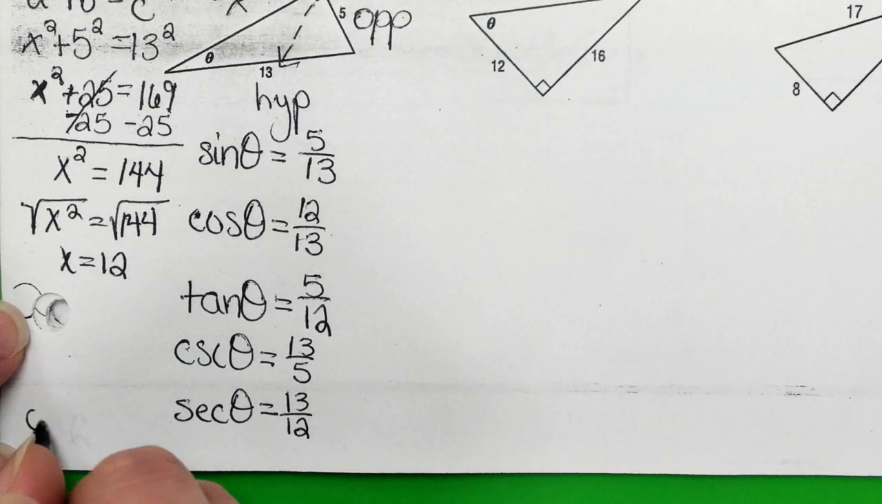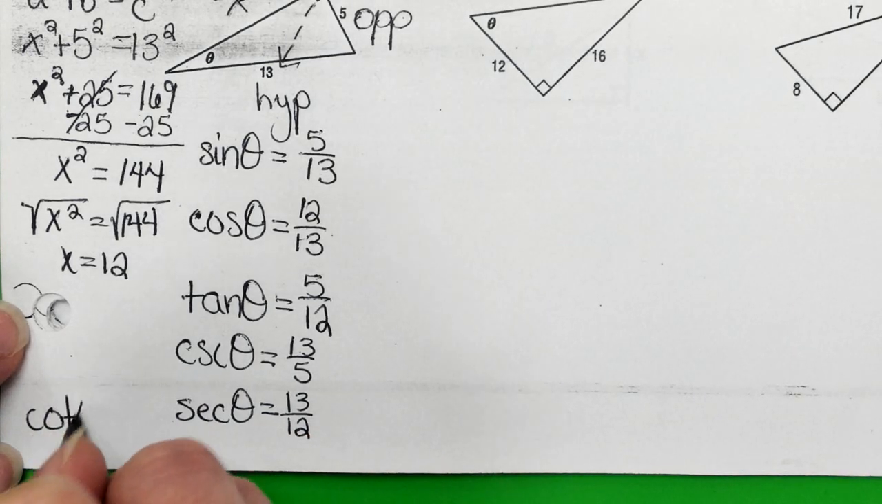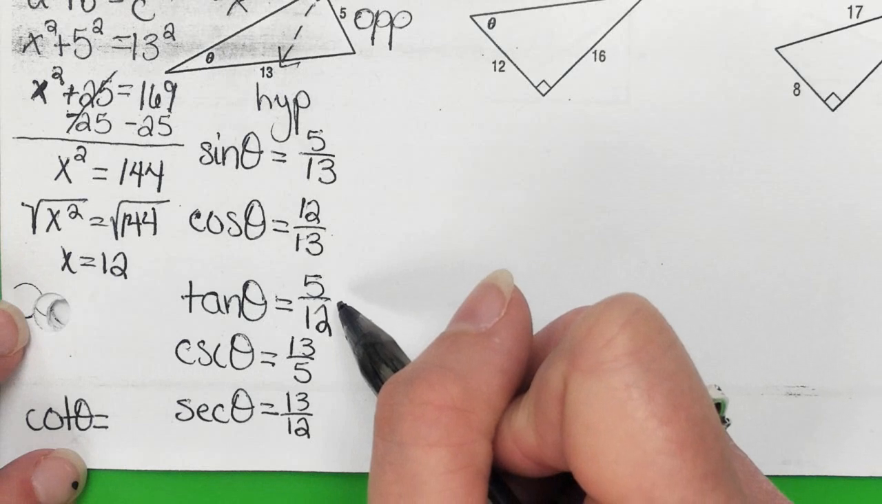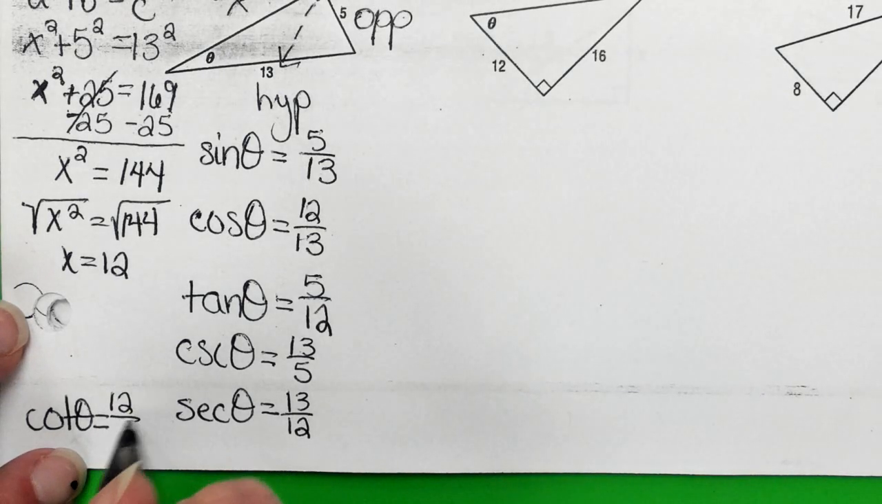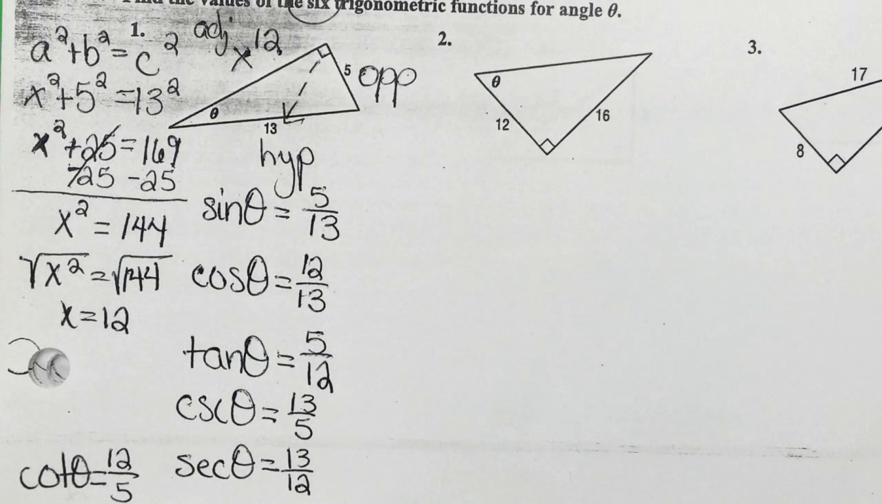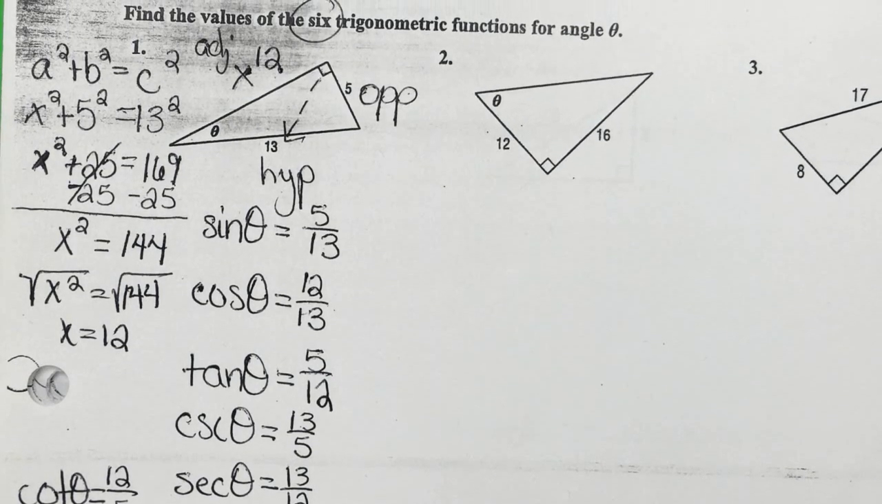All right, I don't have enough room, so I'm going to come over here. All right, opposite of tangent was cotangent. Those are just abbreviations. Cotangent is what that stands for. So just flip tangent. What would you get? 12 over 5. And you're done. You found all 6 trig functions, so you are done. Are y'all okay? Okay, let's go to number 2.